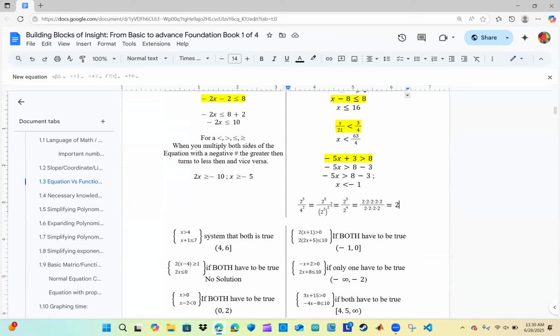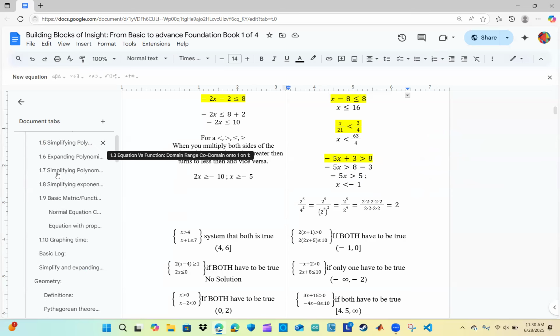So, 5x plus 3 is greater than 8. You know what to do. Negative 5x greater than 5 because of that. Wait. And then x greater than, no, change to negative 1. No, that's correct. This should be a 5. Fine.